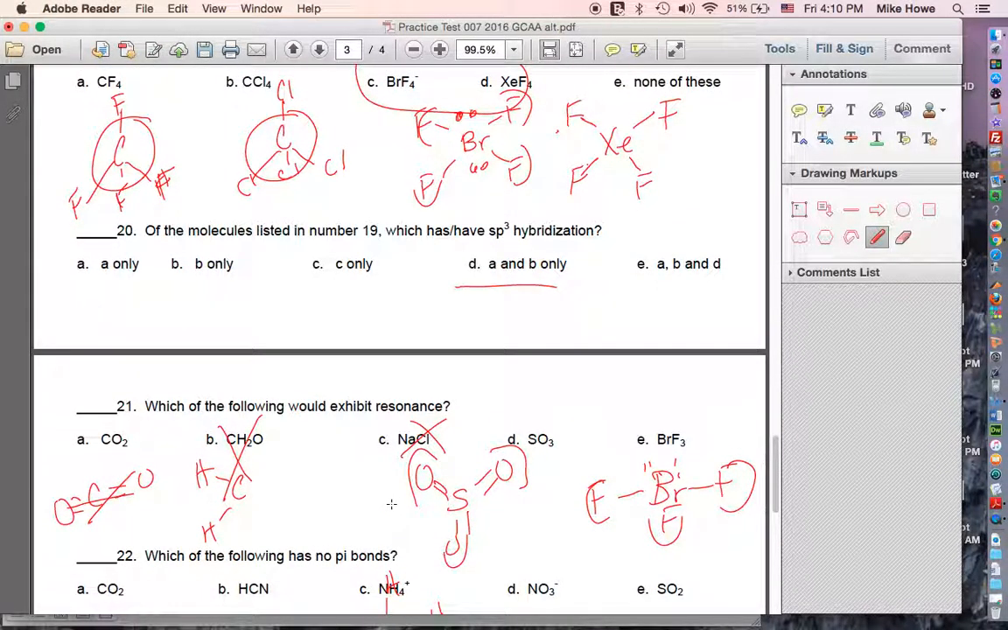Remember, the test will also have a grid where you have to draw the dot diagrams with the resonance, or with the formal charge and all that kind of stuff that we've been doing on your 53 dot diagrams.